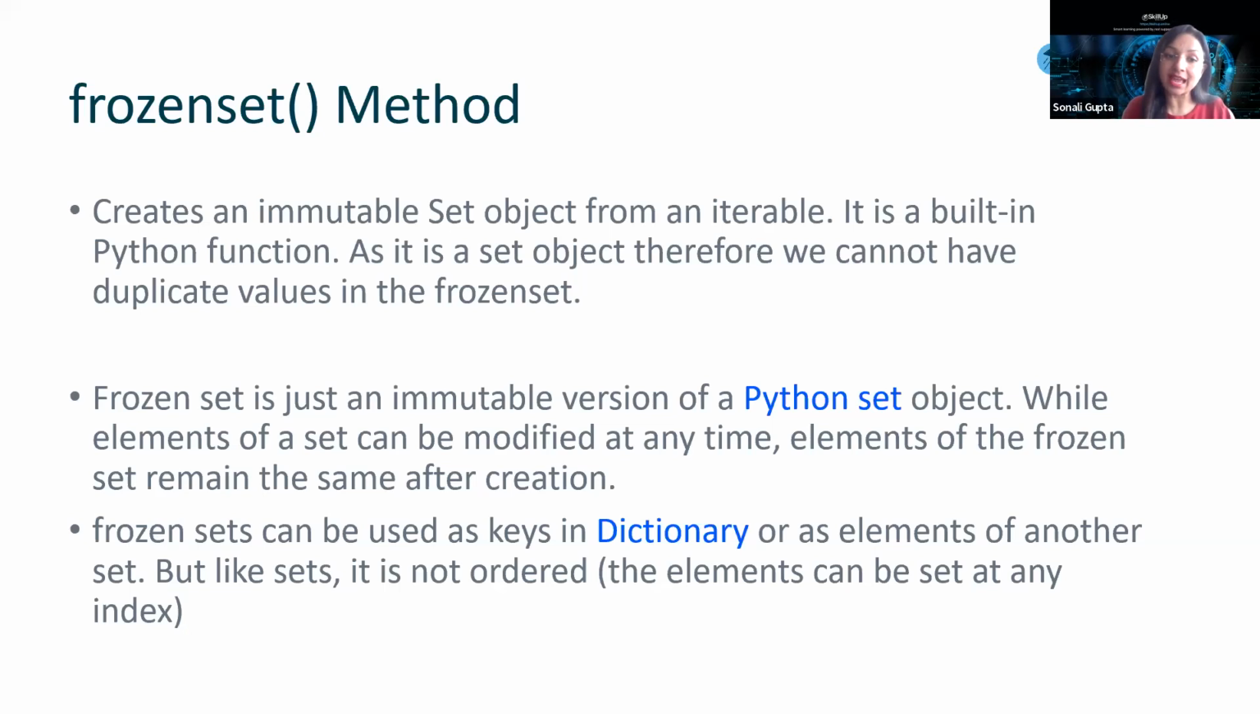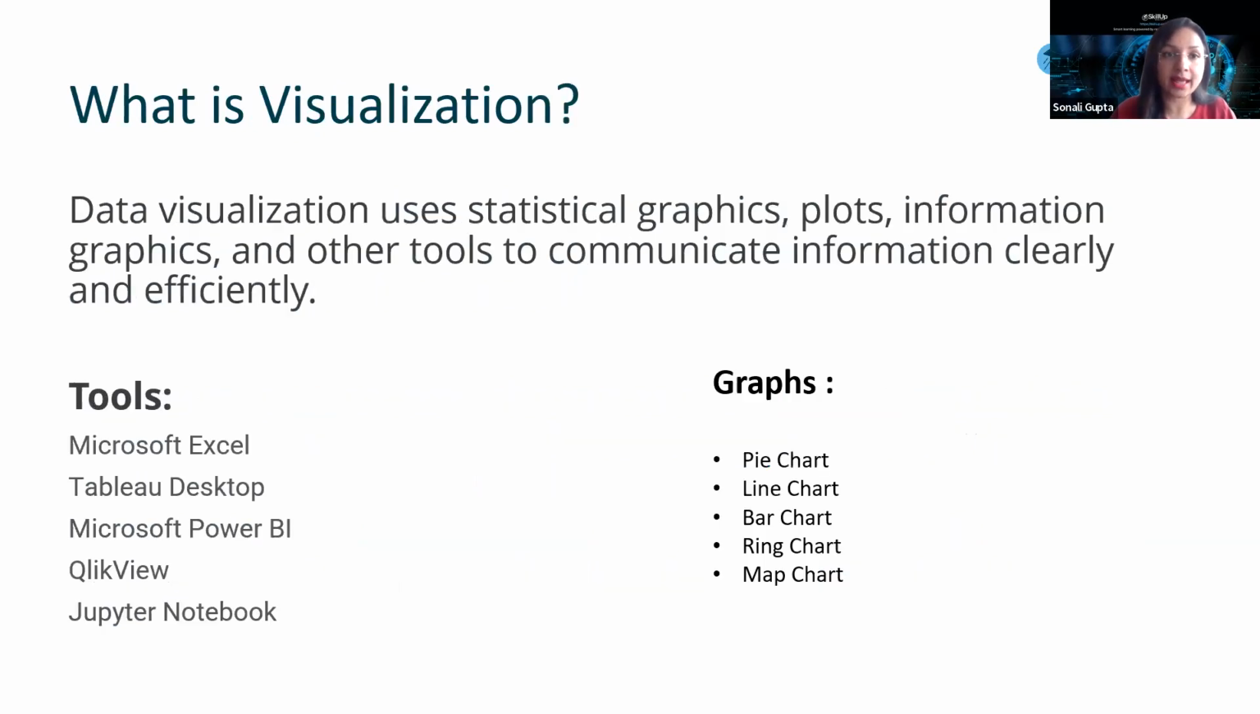Frozensets can be used as a key even in a dictionary. There is one data structure that we use in Python, the dictionary. So it is used in the dictionary or as an element of any other set. But like a set, it is not ordered. The elements cannot be accessed at any index. So this is one of the important concepts that you should be aware of before taking that assessment. I think this should help.